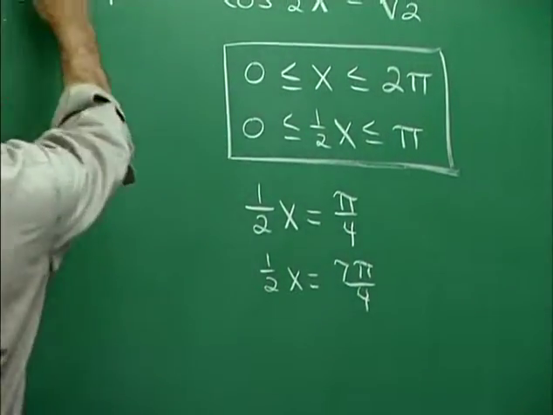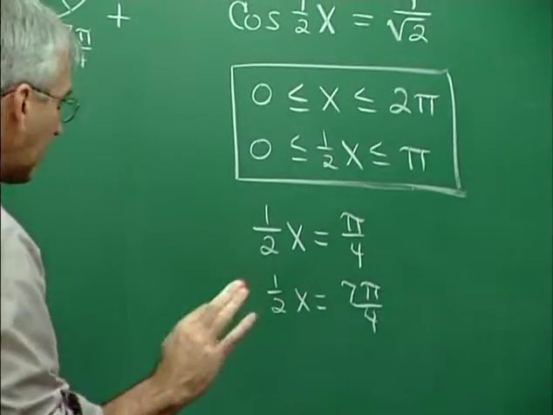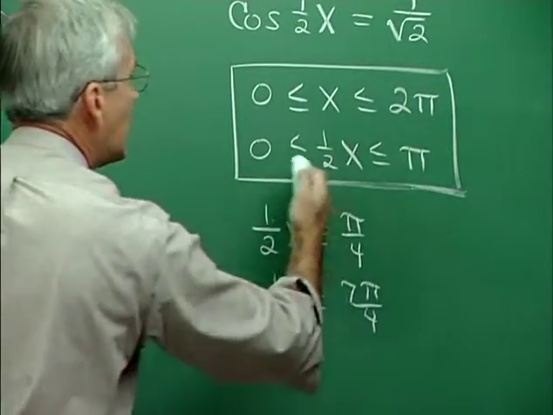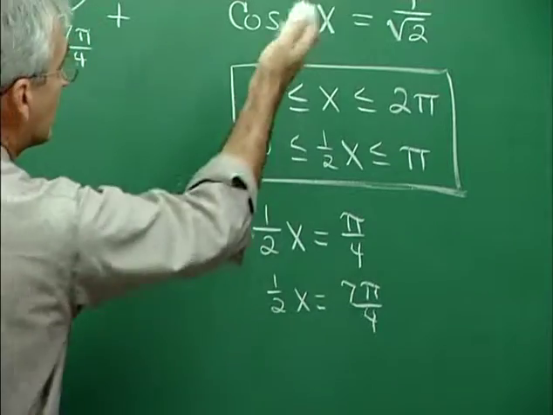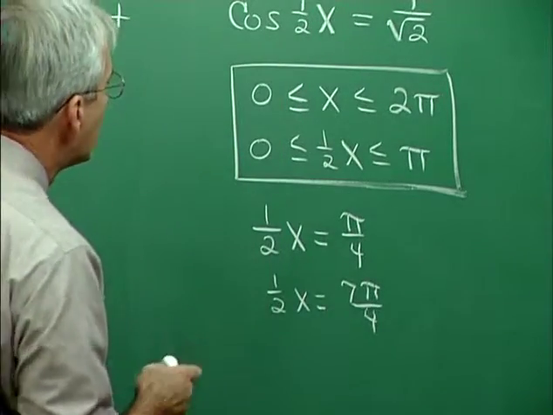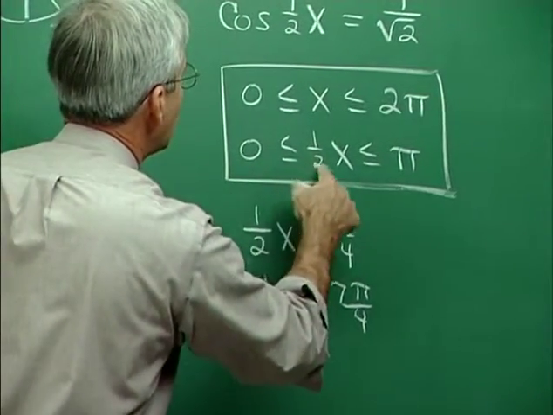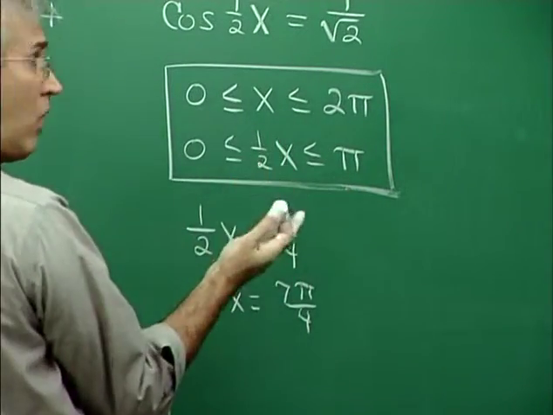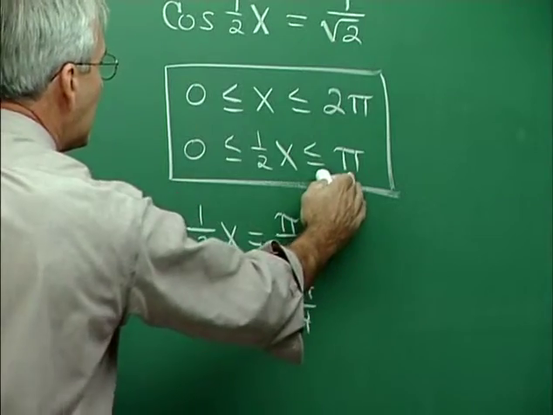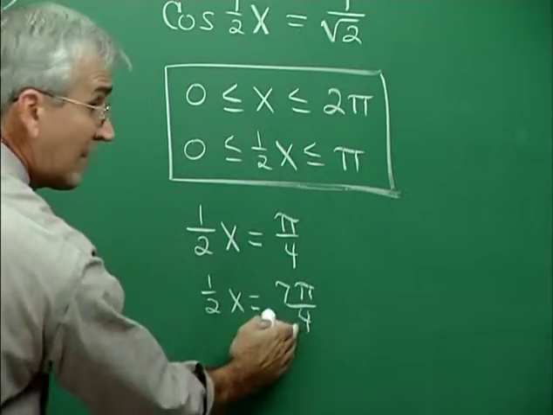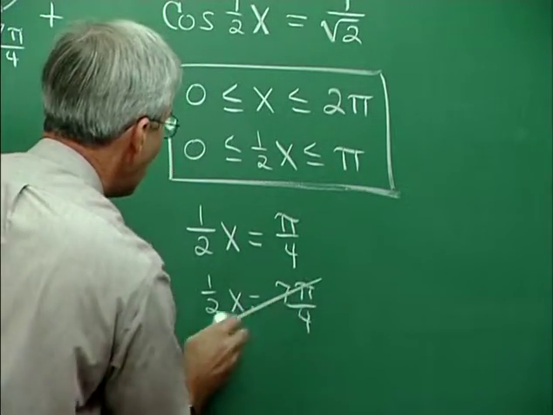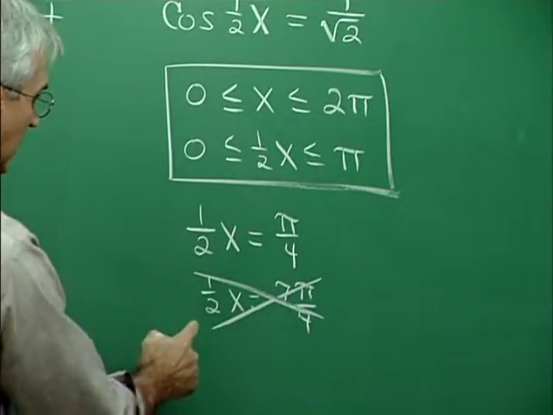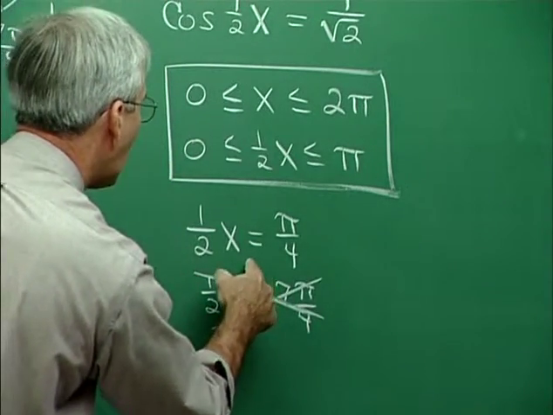Now, I was considering one complete circuit here, but let's look at our reference to our domain for the equation that we're dealing with. This says that 0 is less than 1/2 x is less than pi. The 1/2 x has to fall between 0 and pi. And this value for 1/2 x doesn't fall in there, so we need to throw that out. And this then becomes our only solution.